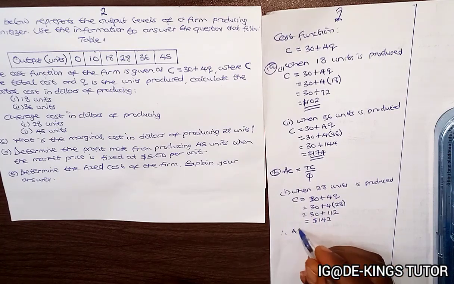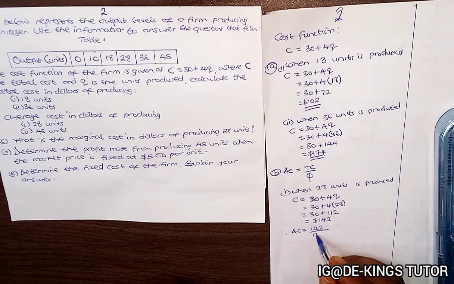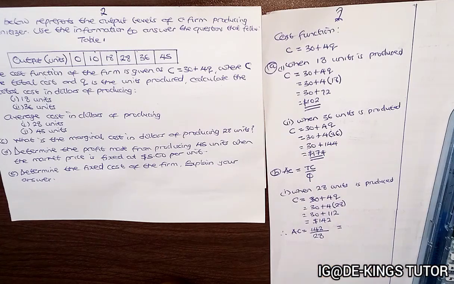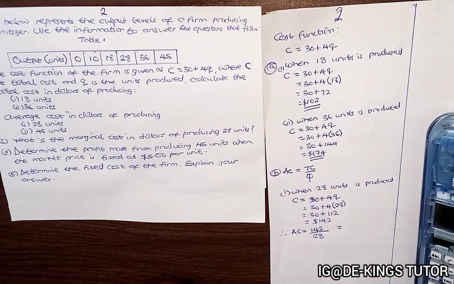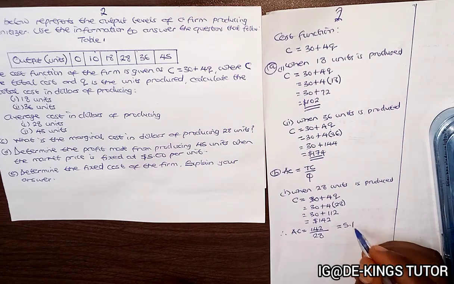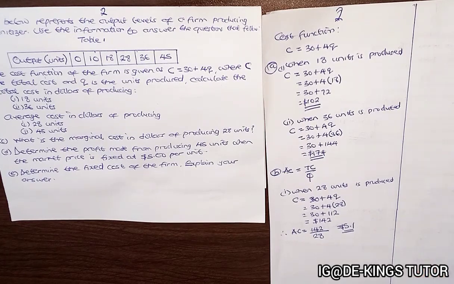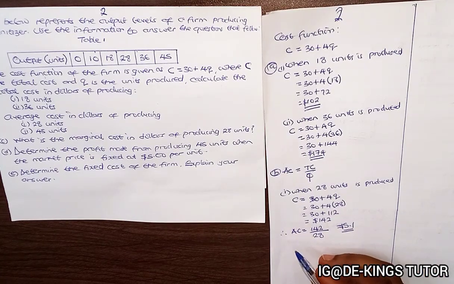And therefore, our average cost is total cost, 142, divided by our quantity, 28. So 142 divided by 28 will give us $5.1 approximately. Okay, so that is $5.1 approximately. So that's for B1.